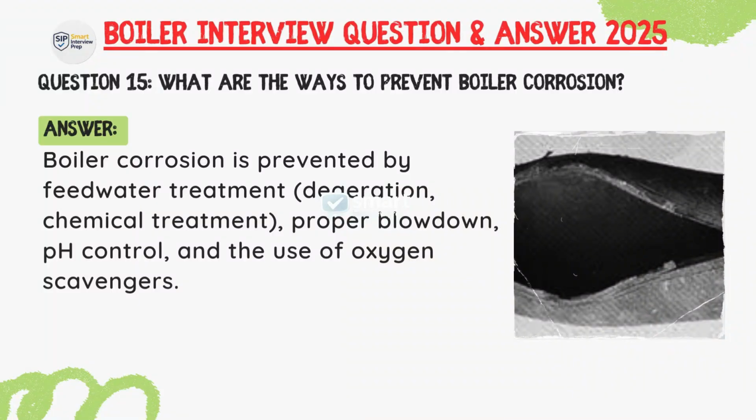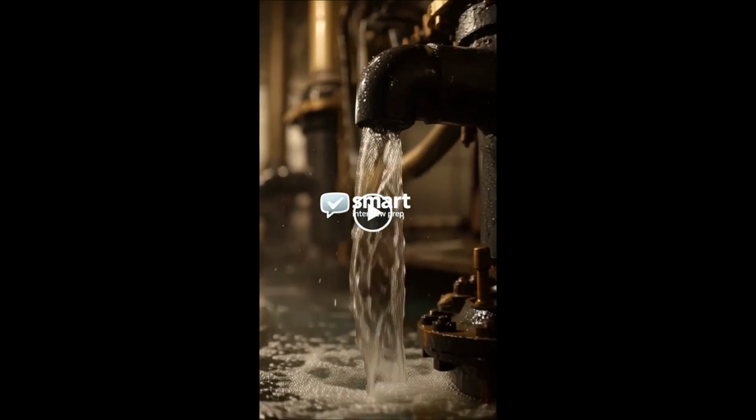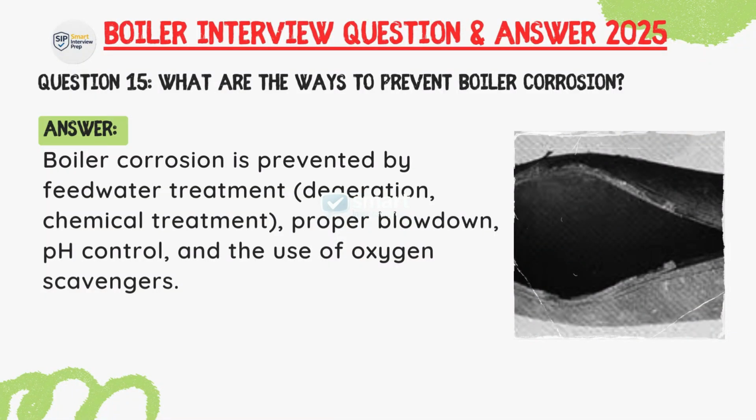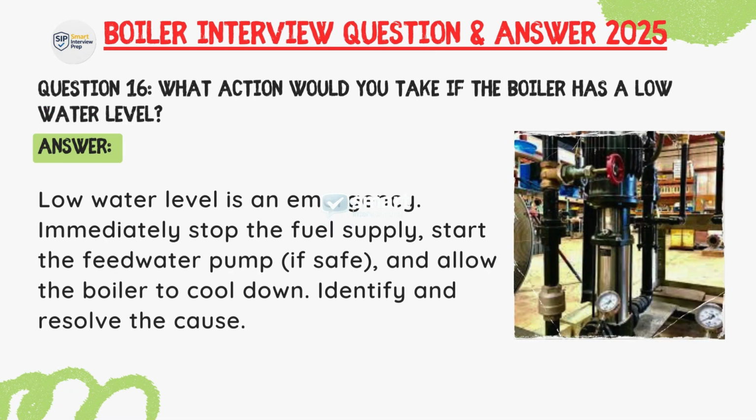Question: What are the ways to prevent boiler corrosion? Answer: Boiler corrosion is prevented by feedwater treatment like deaeration, chemical treatment, proper blowdown, pH control, and the use of oxygen scavenger.